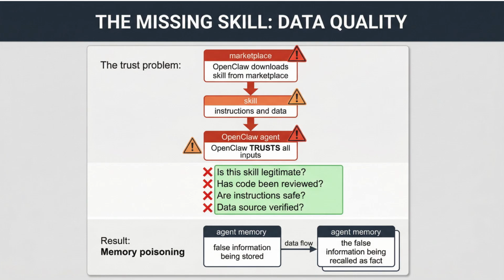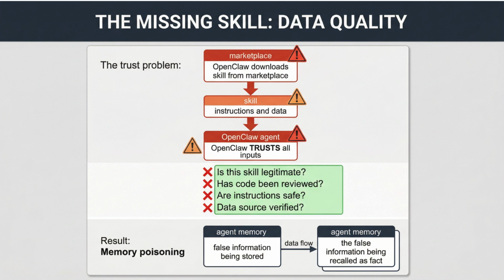The third missing skill is data quality. Skill 6. This is about validating inputs before trusting them. OpenClaw trusts everything it downloads. Skills from the marketplace, content from web searches, suggestions from plugins. There's no validation layer asking, is this information reliable? If a skill gets installed, OpenClaw assumes it's safe. If content gets retrieved, OpenClaw assumes it's accurate. This enables memory poisoning.